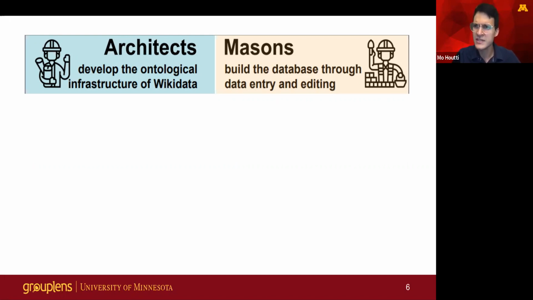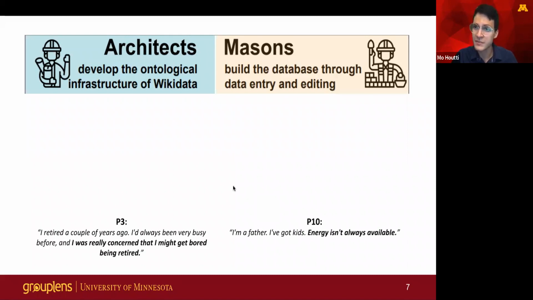The way I want to do this is by focusing on two of our participants, P3, who's an architect, and P10, who's a mason. These quotes really represent common threads that went through our interviews with each of them. So P3: the important thing to know about her is she's a recent retiree who's really engaged in her career and was really concerned that she might get bored being retired. And that's the energy that she brings to Wikidata.